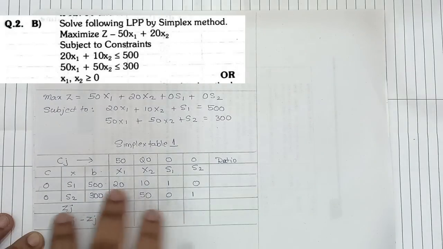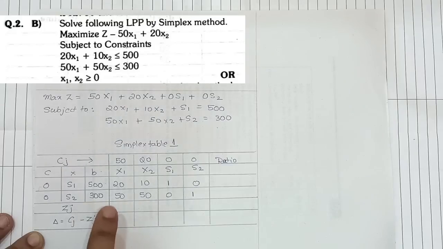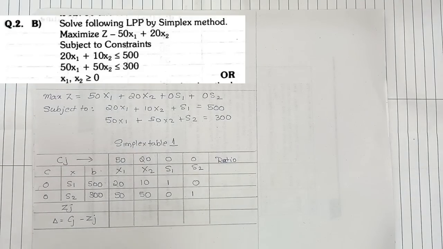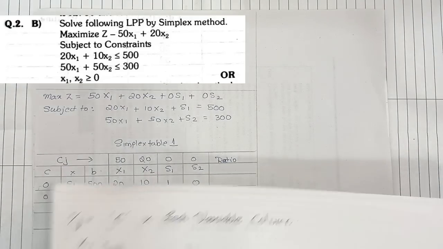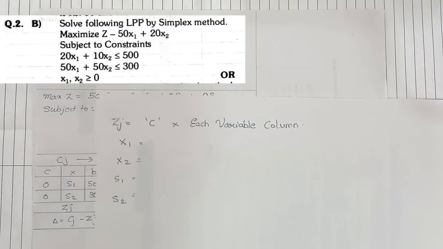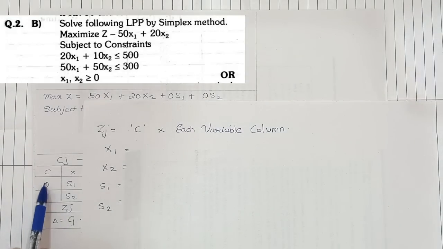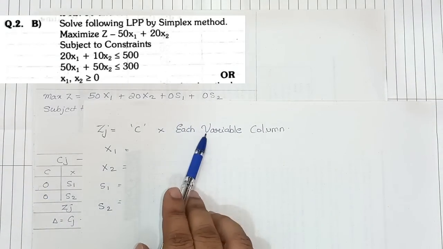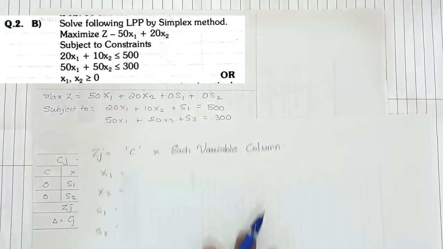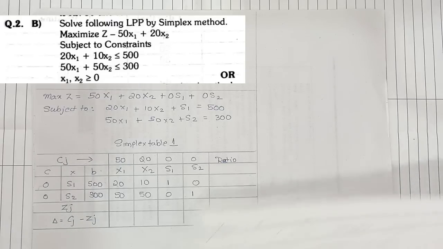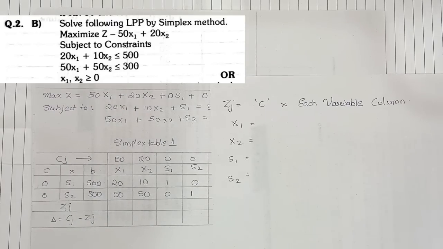Now, after filling up the primary data in the table, the next step is to find Zj. In order to find Zj, we'll have to use a formula. So let us see that formula. I'm putting another sheet in front of you. The formula to find Zj is equal to C, those are your column values, into the value of each variable of the column. So for example, the first value of Cj. I'll put it here so it is visible.